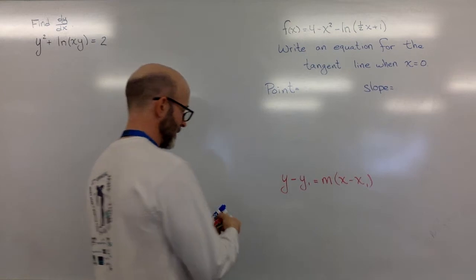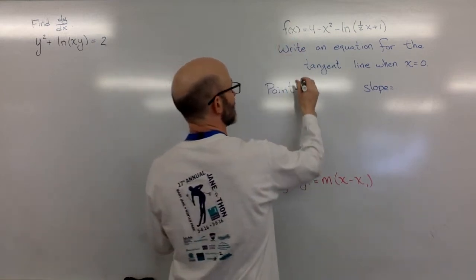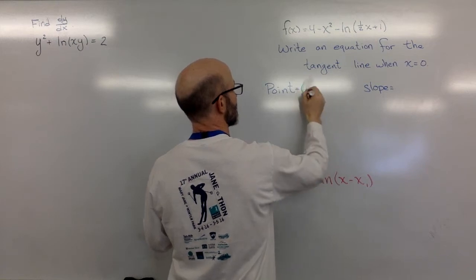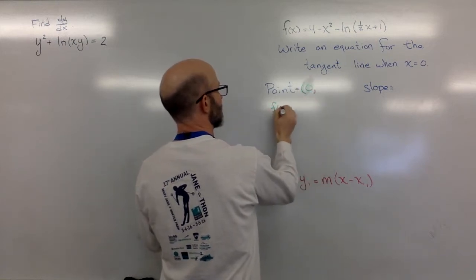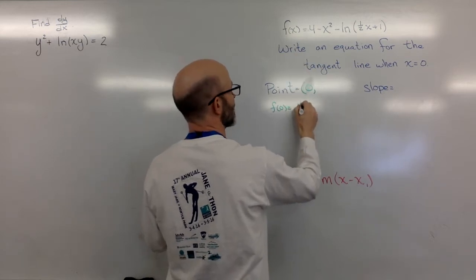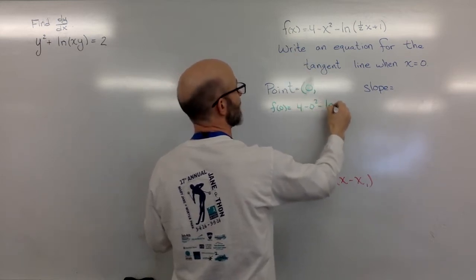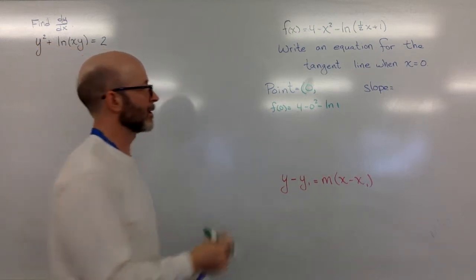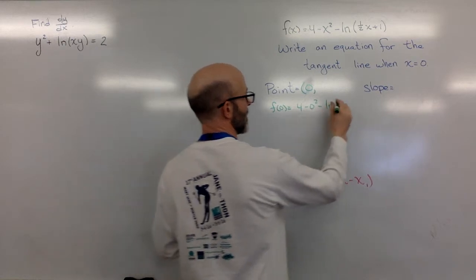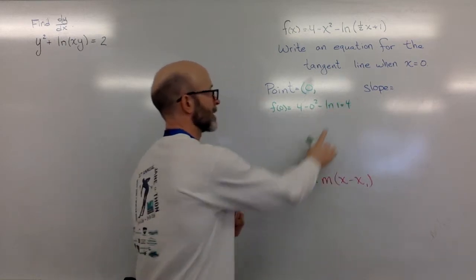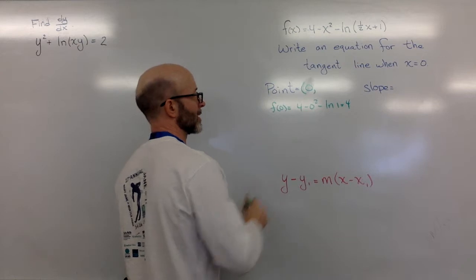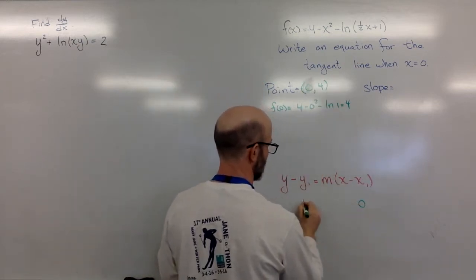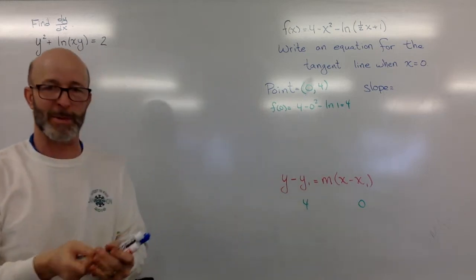Now, to get that point, easy enough, what we need to do is literally just plug in. We know that the x-coordinate is 0. We're going to plug 0 into our function. We get 4 minus 0 squared minus the natural log of 1. Hopefully you remember from our review skills that the natural log, or any logarithm of 1 for that matter, is going to be 0. So I have 4 minus 0 squared minus 0, so I've got 0 and 4 right here. That's going to make this just a little bit easier.